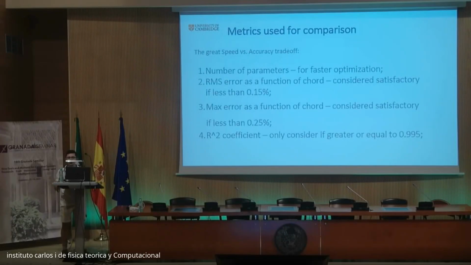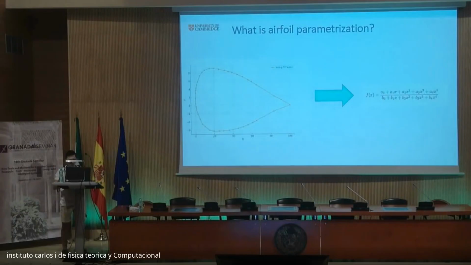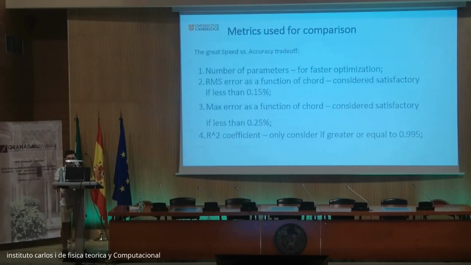We want the RMS error as a function of chord. I may have forgotten to mention, but the chord is just the total length of the section. So if you were to go back, you would see that the chord is of length 100. I've scaled it just for the chord to be of this dimension because it makes it easier to get everything in percentages. We have chosen a satisfactory value for the RMS error to be less than 0.15%. This is mostly arbitrary, but depending on the type of CFD software that you use, you might want to be more or less precise, but this is just a good industry level value.